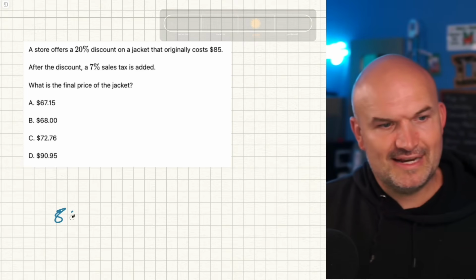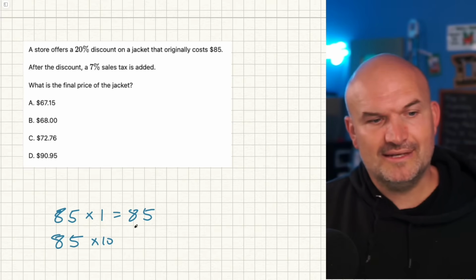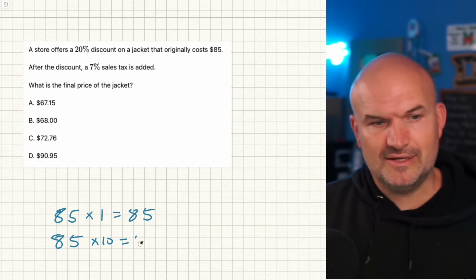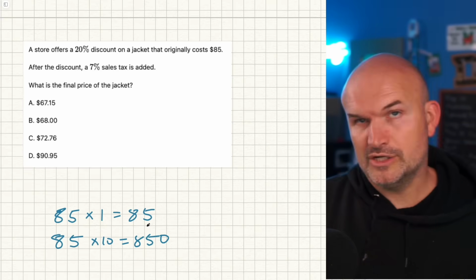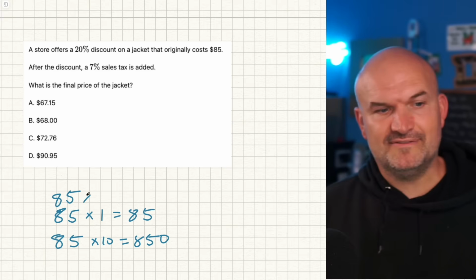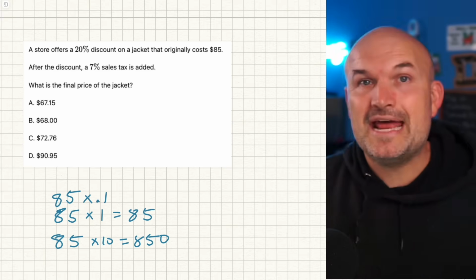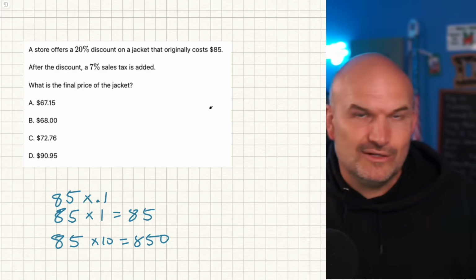Okay. So 85. So if I had 85, if I multiply that by 1, I'm going to get 85. If I multiply 85 times 10, right, you just keep on adding zeros, right? So that equals 850. But let's work in the opposite direction. So what if I did 85 times a 0.1, which again, 0.1 is the same thing as 10%. You're like, there's no 10%. I know there's no 10%.